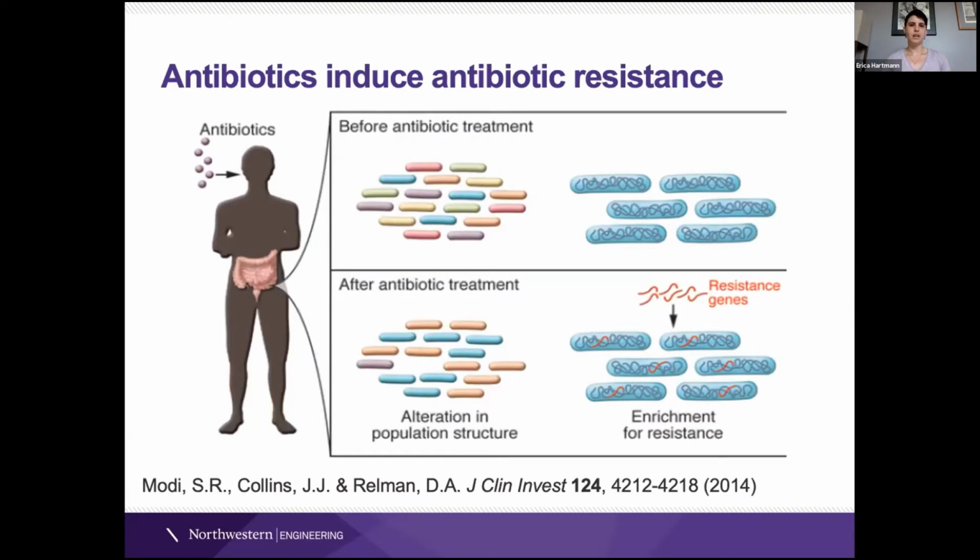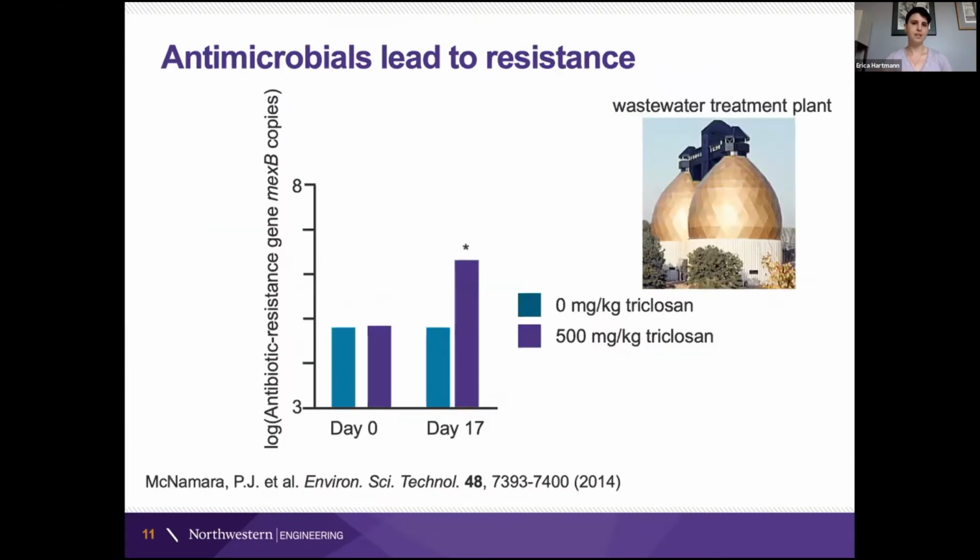So obviously antibiotics, we know from studies of the human gut that where we perturb these resident microbial communities in the human gut with antibiotics, we alter the population structure of the gut microbiome, and we can also enrich for antimicrobial resistance. And so is this same phenomenon happening with antimicrobials, some of which may draw some parallels to clinically relevant antibiotics? And we also know from other environments, specifically wastewater treatment, that where we perturb microbial communities with triclosan, we see a huge increase in antimicrobial resistance.